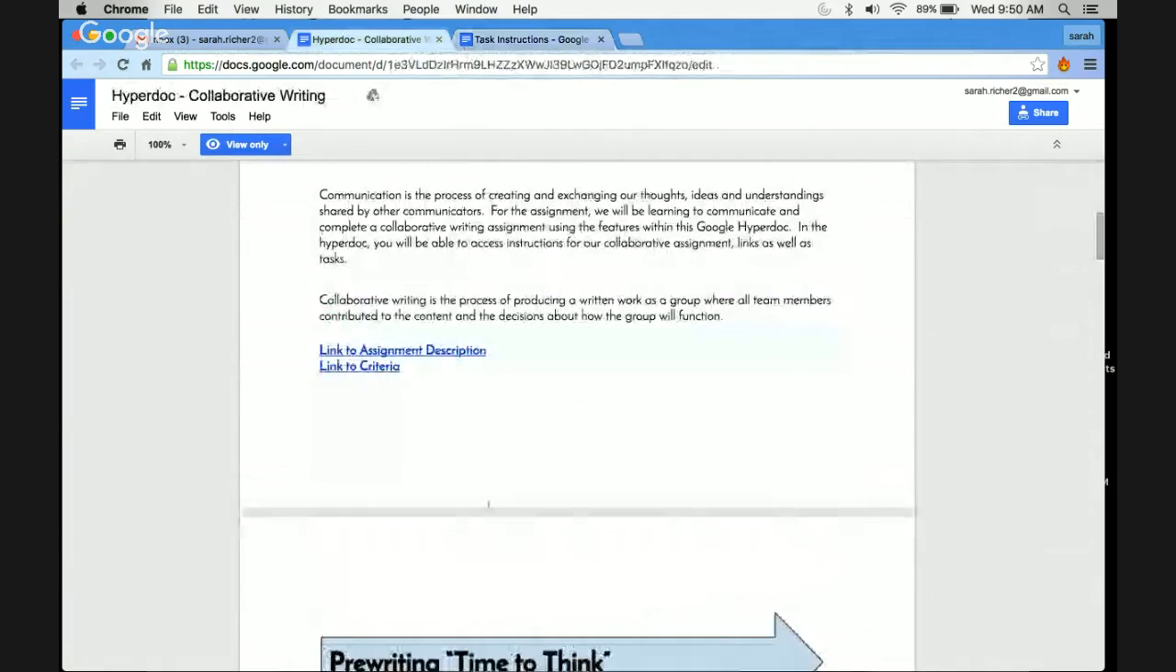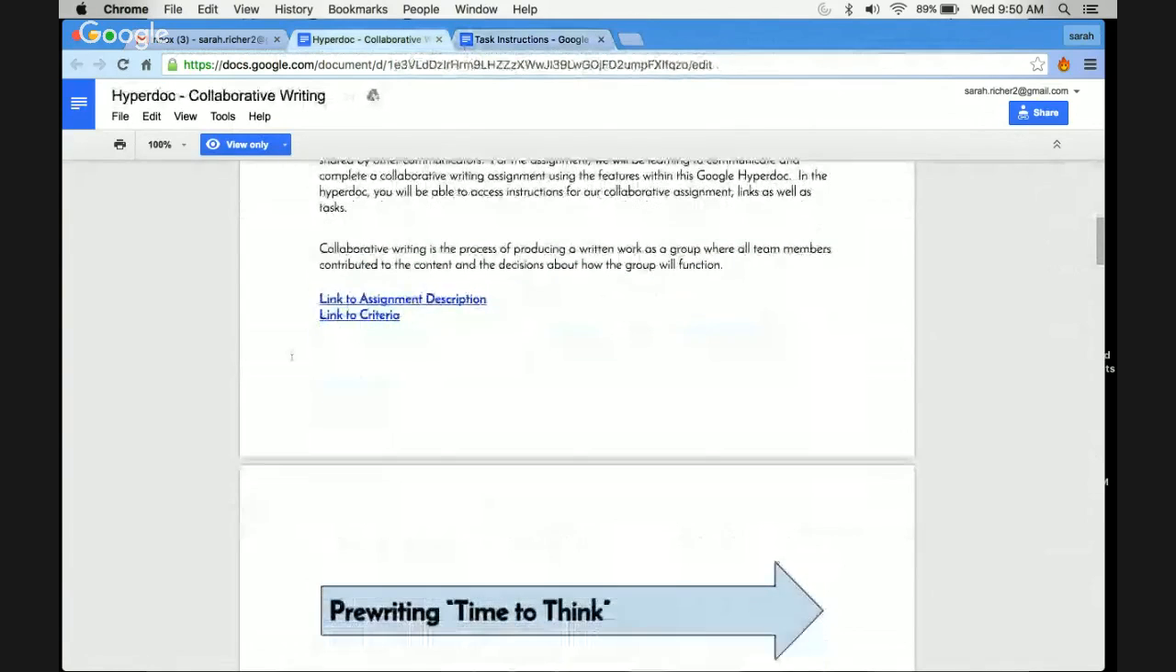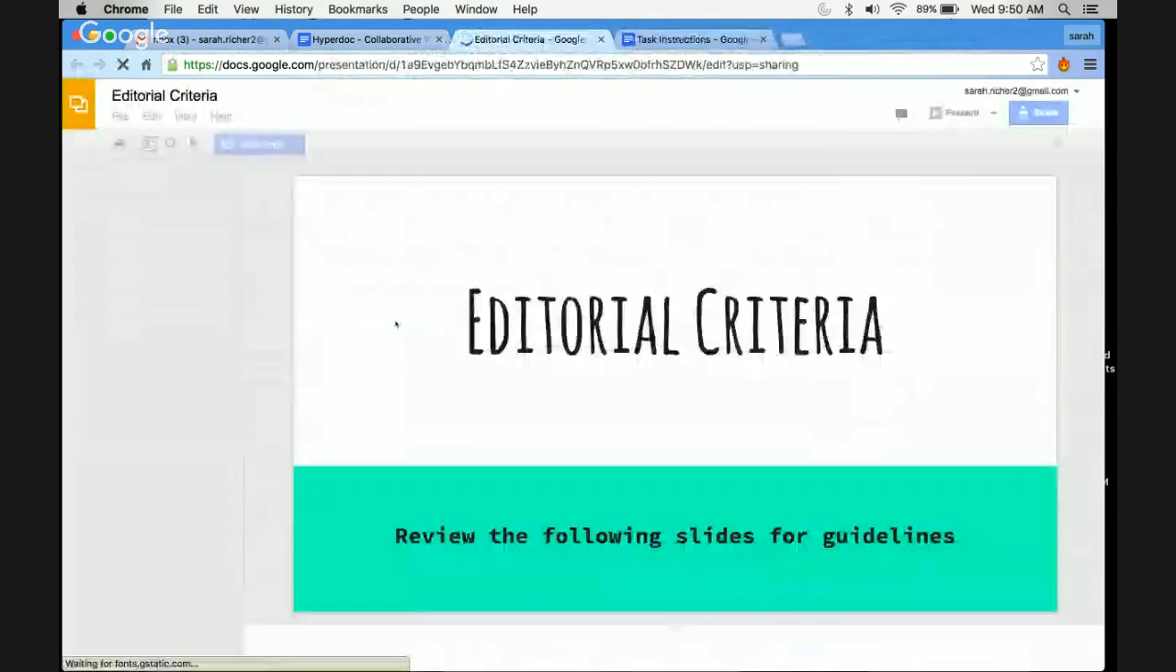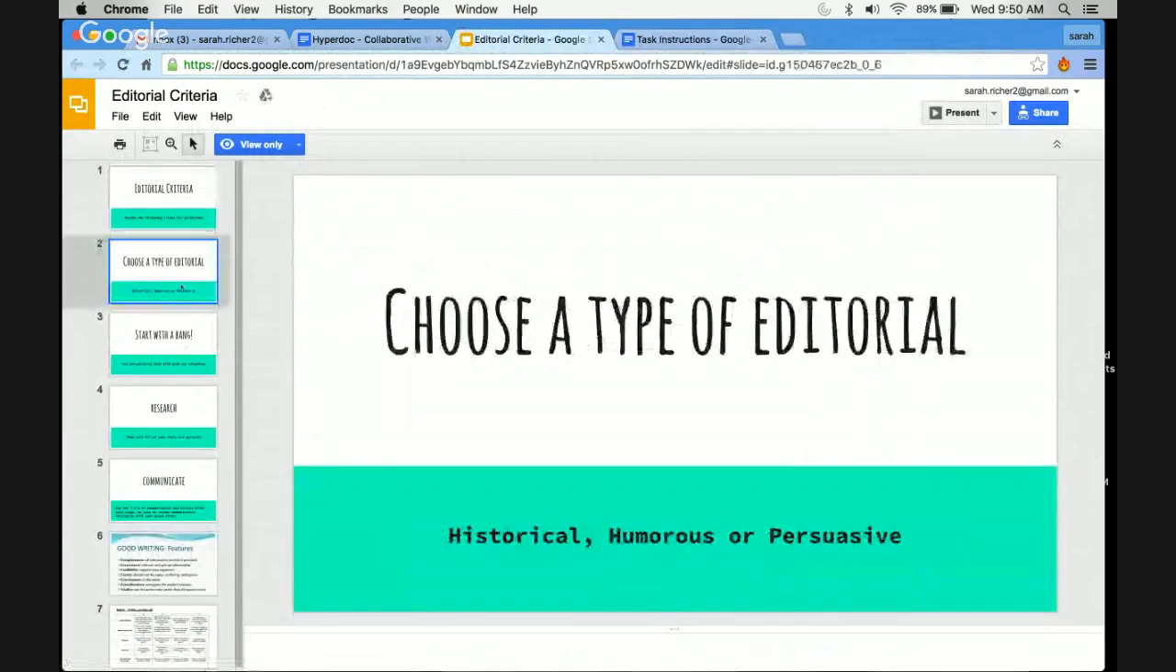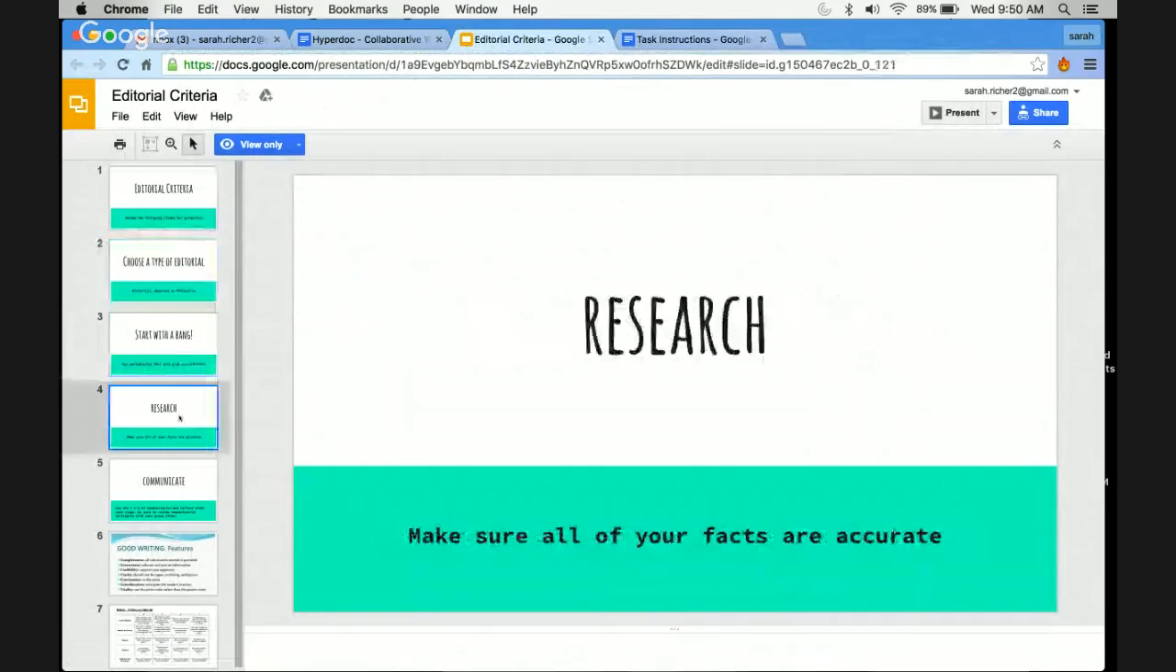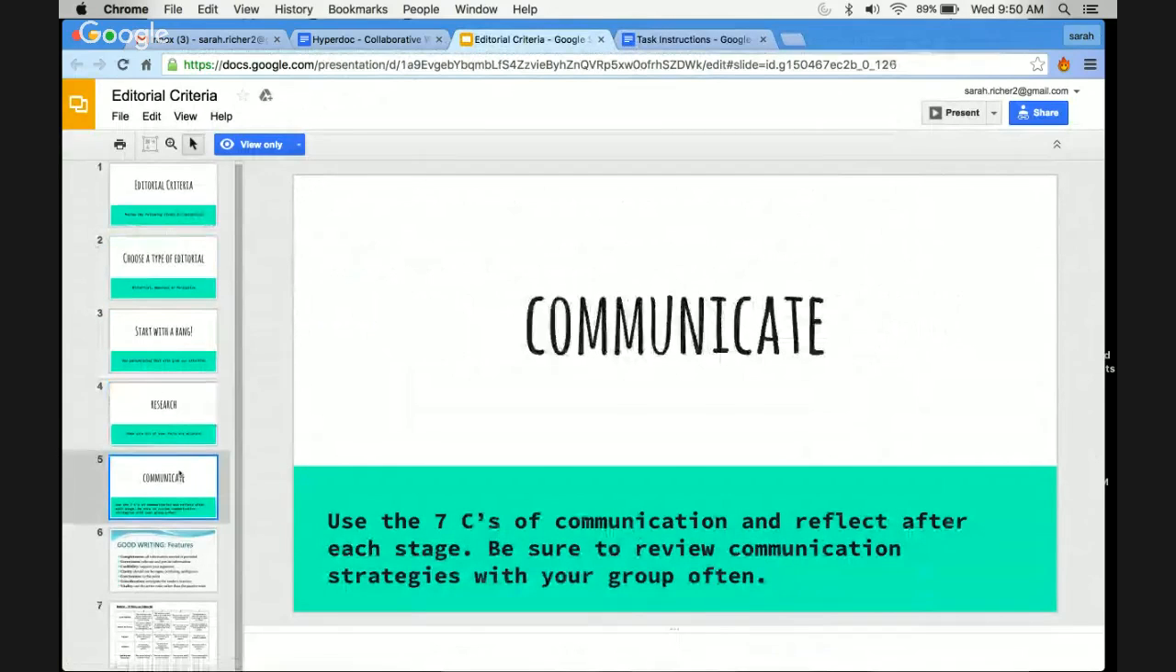As we move back in, we also see that we link to criteria. So you're going to see here a Google slide, and then I have basically leading them through what they need to discuss as a group.